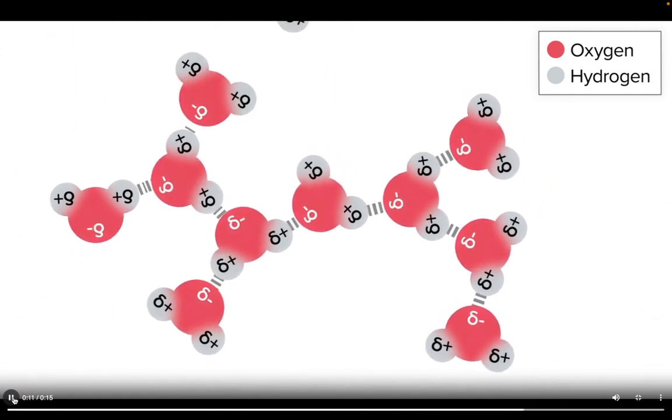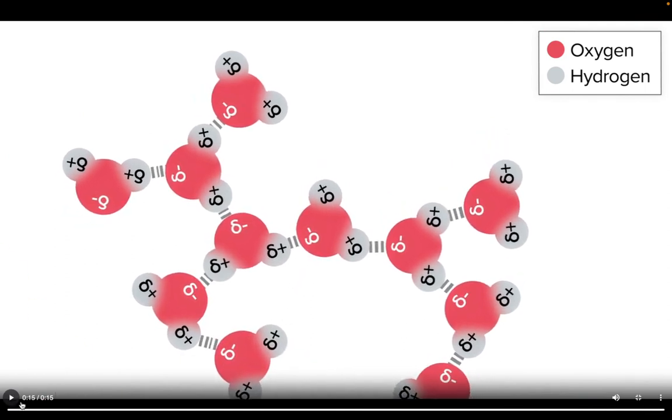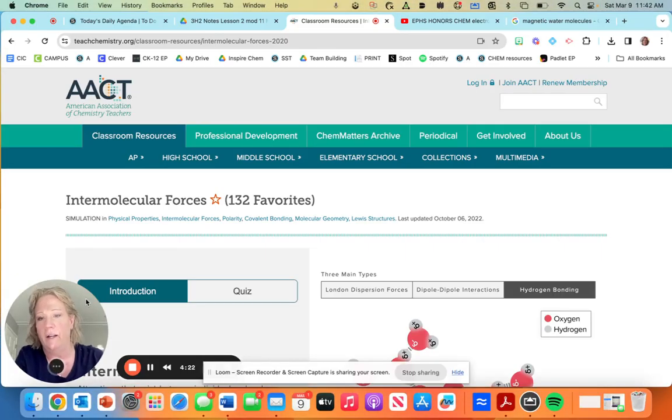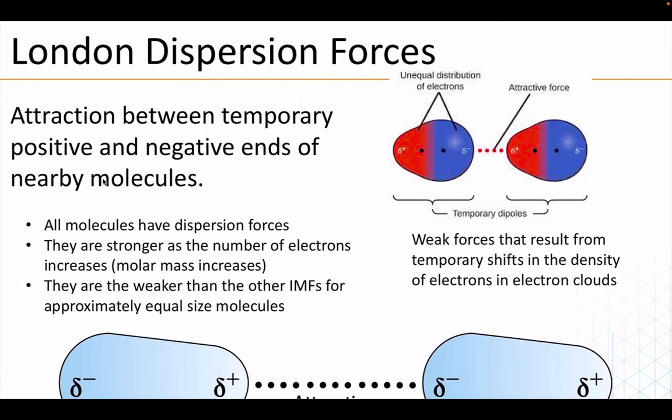So this is representing hydrogen bonding. And again, those hydrogen bonds are formed, broken, and reformed continually in a liquid. All of those IMFs have to be broken in order to boil or evaporate, for the molecules to escape. We're going to talk about that in just a second. So let's talk about each one at a time.